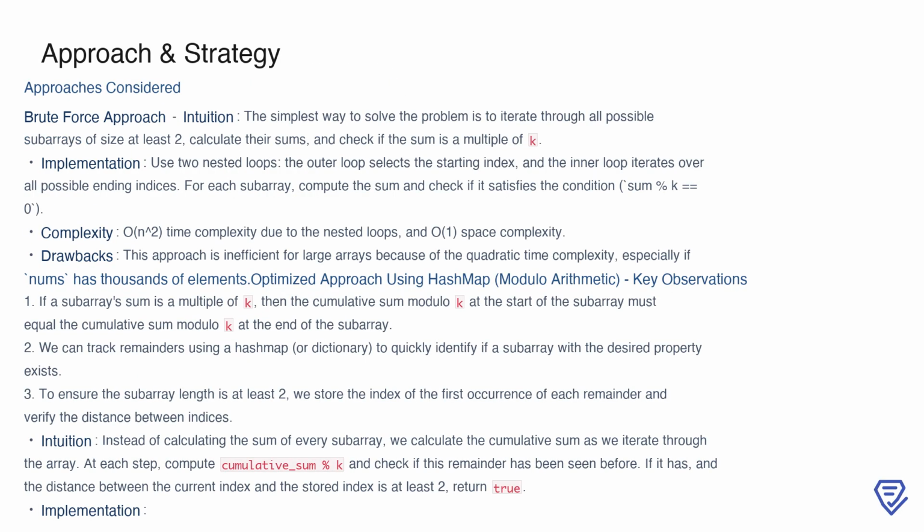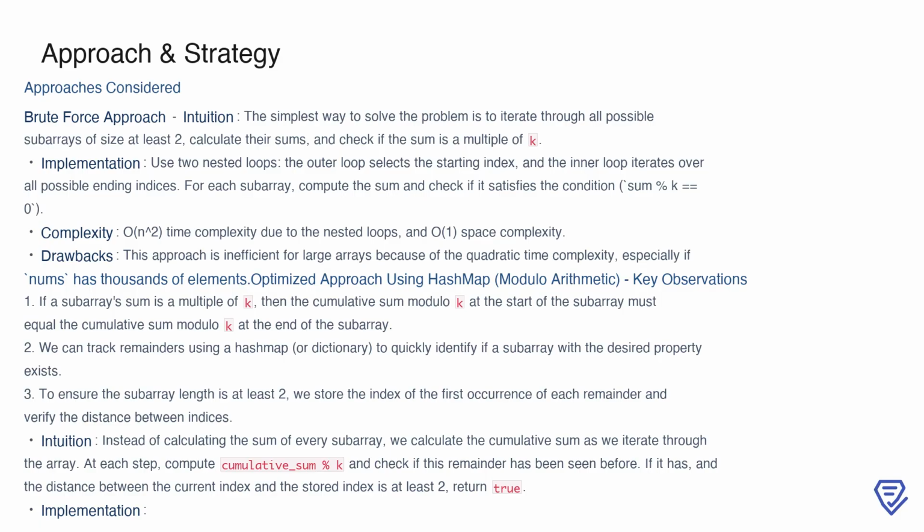To solve the problem of finding if there exists a subarray with a sum that's a multiple of k, we first consider the brute force approach. The intuition here is straightforward: iterate through all possible subarrays of size at least 2, calculate their sums, and check if the sum is divisible by k. For implementation, this means using 2 nested loops, one to select the starting index and another to iterate over the potential ending indices, computing the sum for each subarray and checking the condition sum % k equals 0.